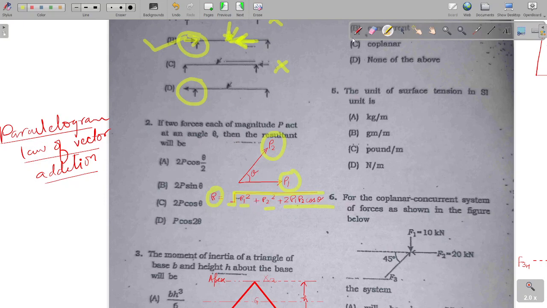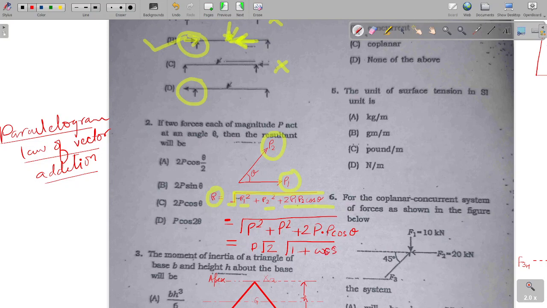So here the question says two forces act of equal magnitude. So we can write the square root of P square plus P square plus 2P square cos theta, because the magnitude of P1 and P2 is equal to P. So let's solve it, taking this P square common. So outside the root it will be taken as P. Then taking this 2 common, root 2, then square root of 1 plus cos theta.